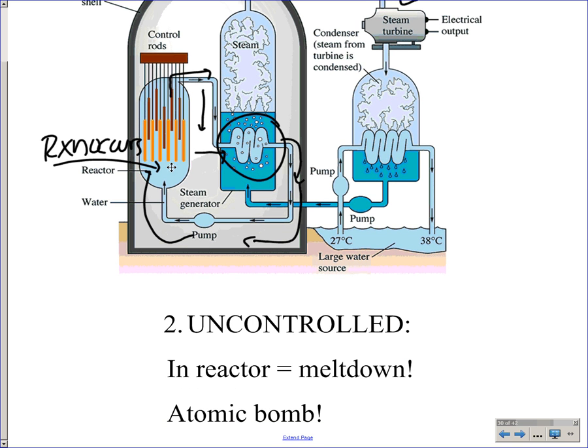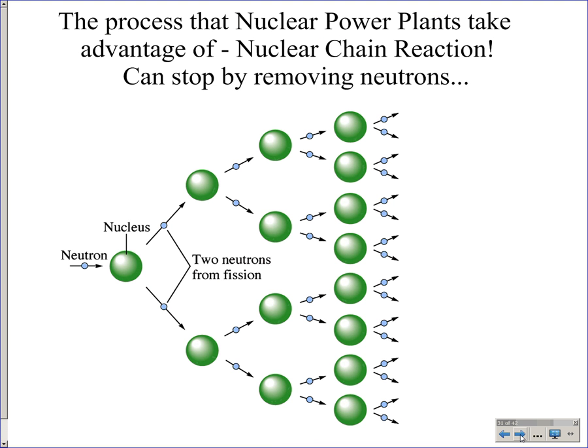Sometimes a reactor blows, sometimes control rods don't work, sometimes things get overheated and there's a reactor meltdown. And then another example of that would be atomic bombs, which we'll talk about in just a minute. All right, so this is the process that nuclear power plants are actually going to be taking advantage of.